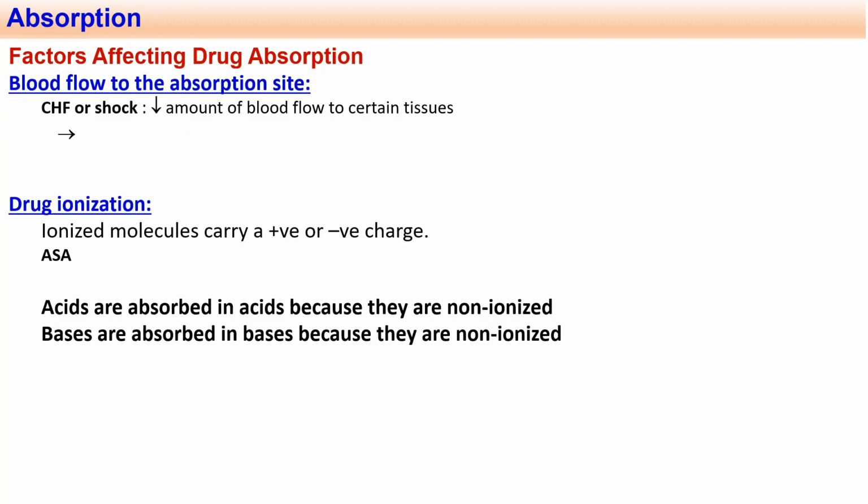Blood flow to the absorption site. Heart failure or CHF, congestive heart failure, or shock will decrease the amount of blood flow to certain tissues, which in turn is going to decrease drug absorption from IM sites or the GI tract.